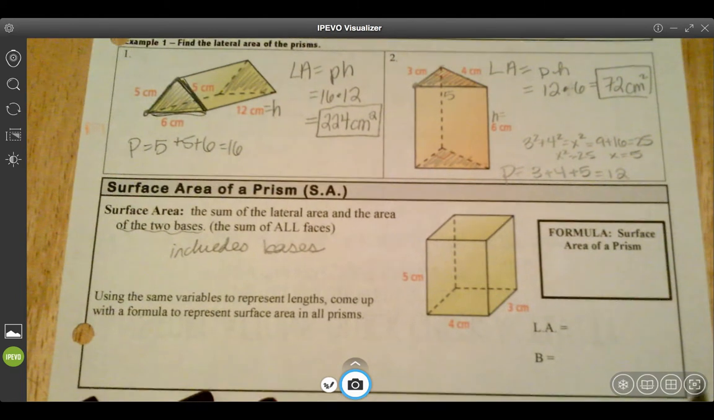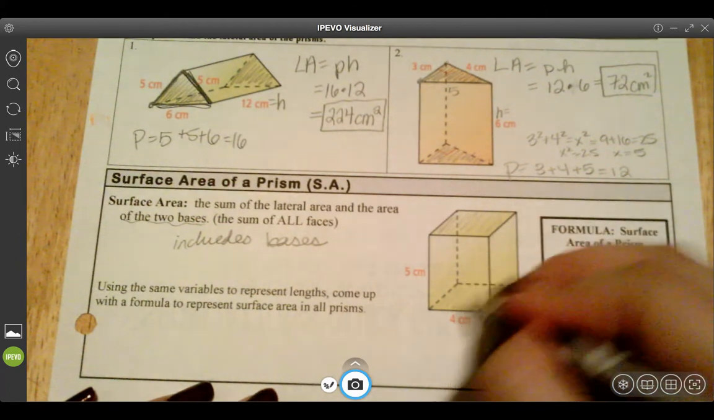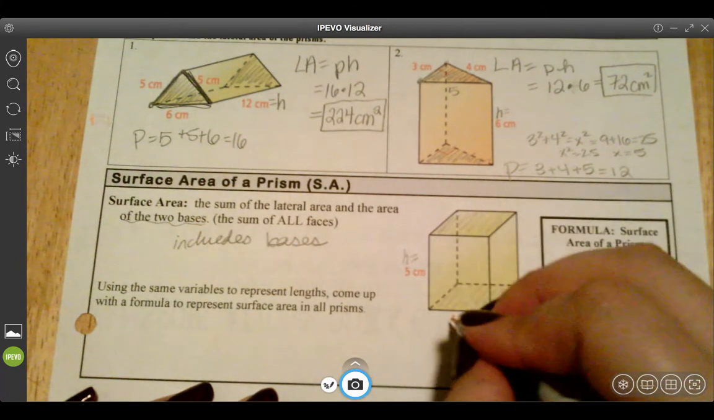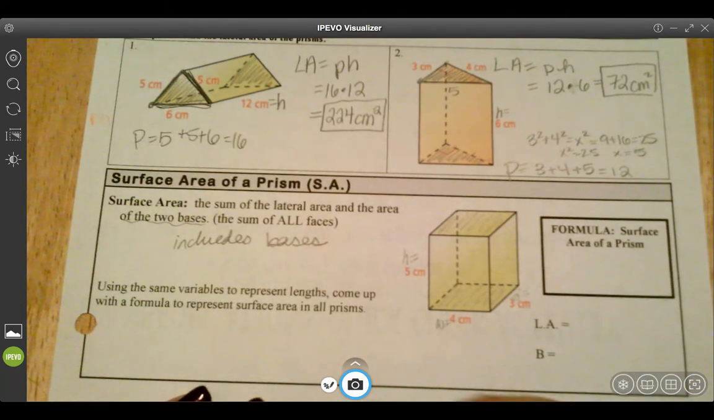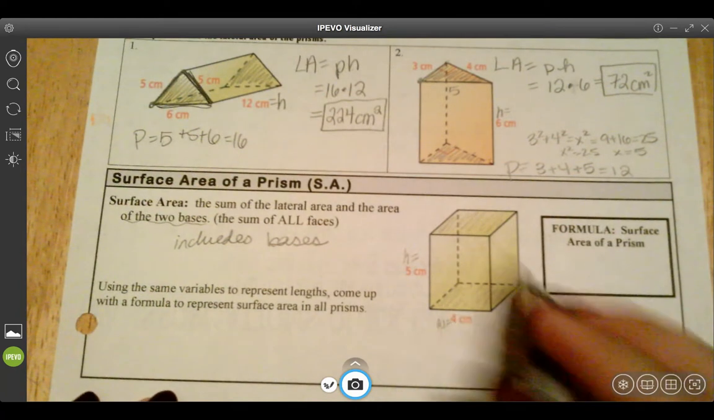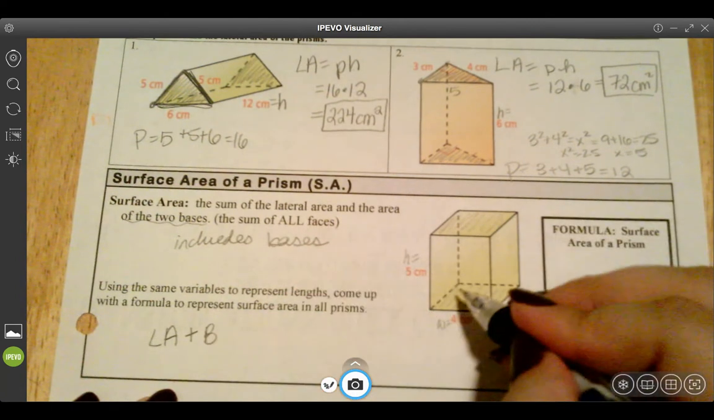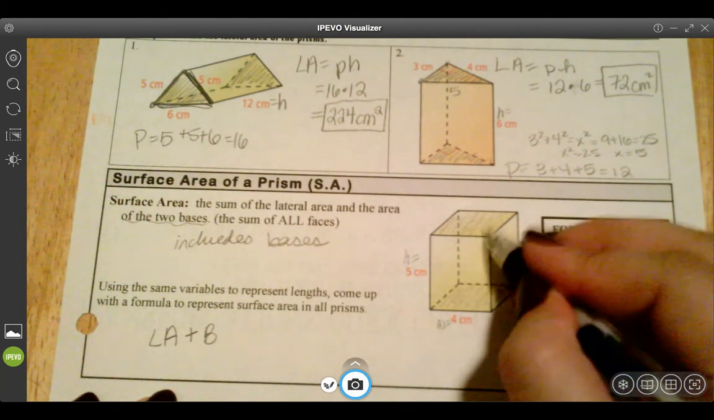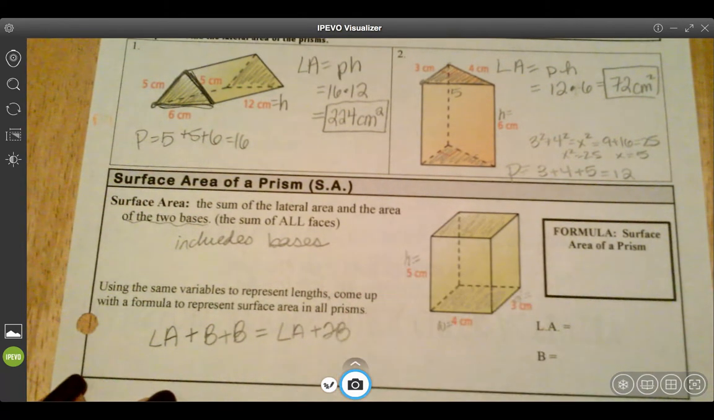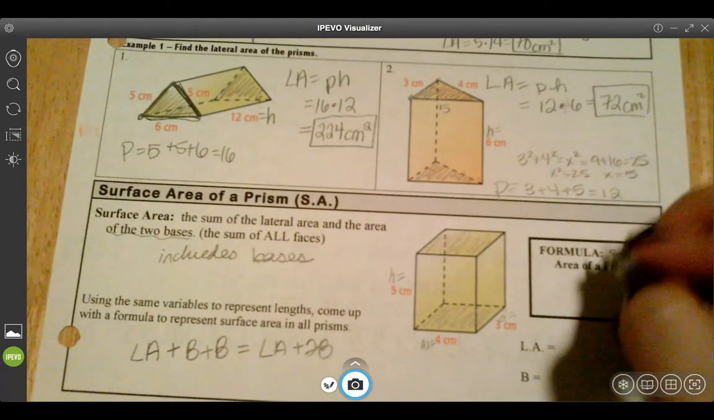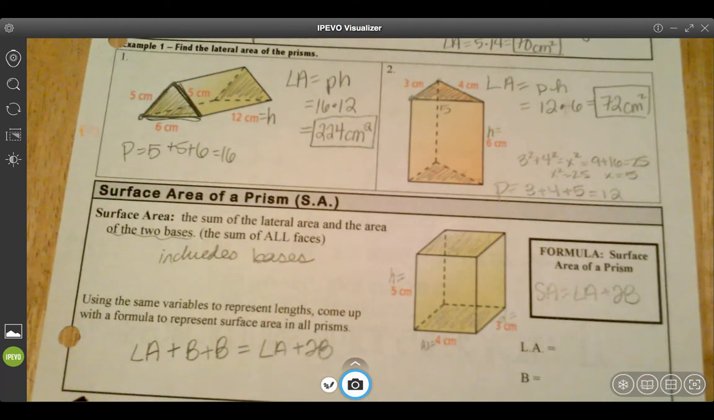So to find the surface area, we're going to use the same shape as before. If I call these my bases, this is my height. We can call this a width, and we can call this a depth. So to find our surface area, we're going to take the lateral area, and then we have to add in the area of my first base, plus also the area of my second base. So this is lateral area plus 2 bases. Okay, so our formula here, surface area equals lateral area plus 2 bases.